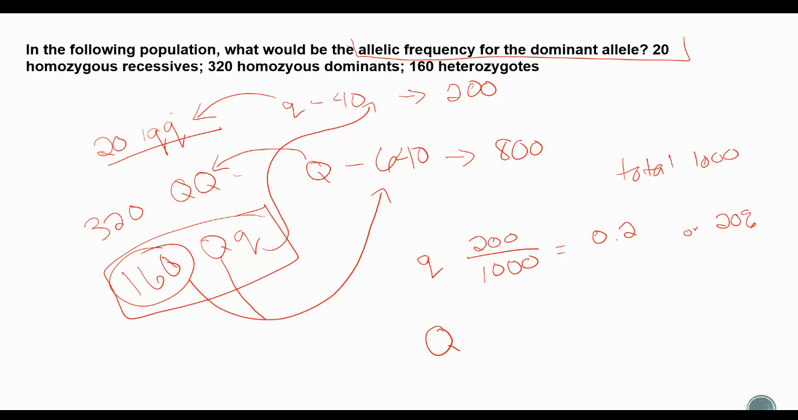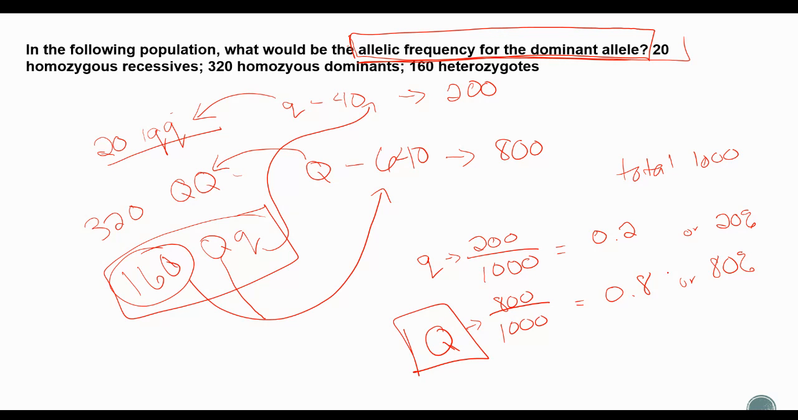And then our big Q, that could be P if we're going to the Hardy-Weinberg letters. Remember, I'm just using the letters that represent the dominant and recessive genes. So this would be 800 divided by 1,000, which equals 0.8 or 80%. So now our question was asking the allelic frequency for the dominant allele. So the one that is dominant is our capital letter here. So our answer would be either 0.8 or 80%.